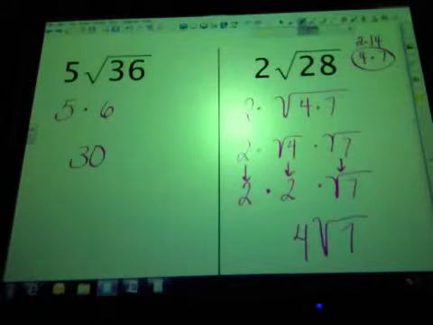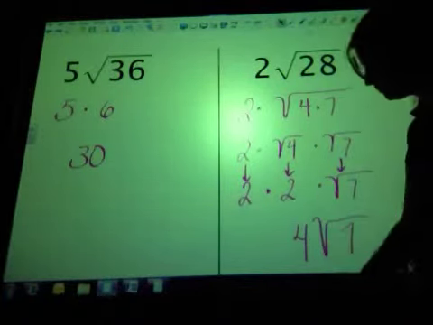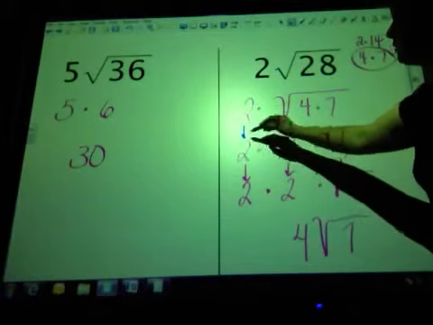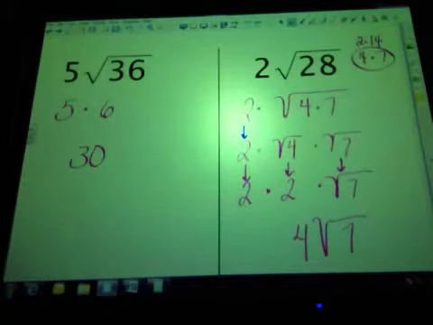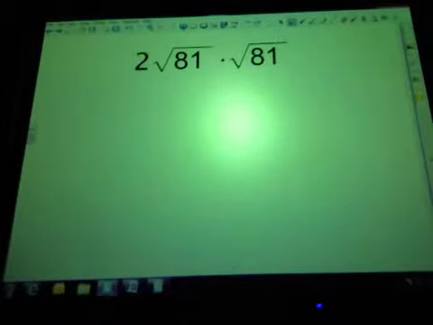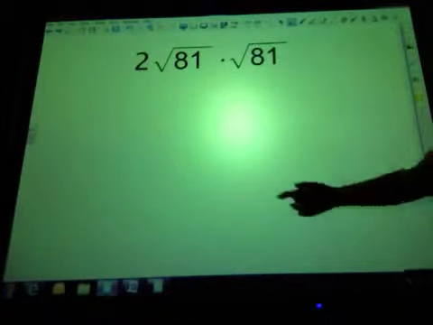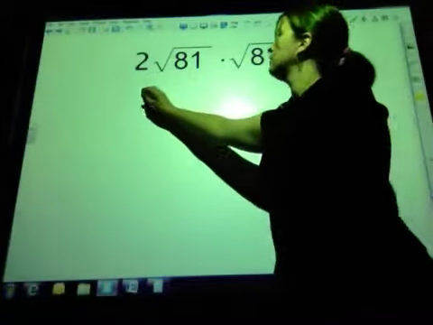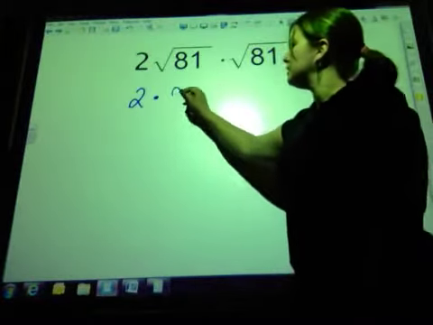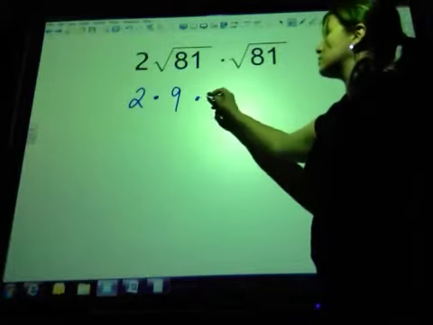So this is a little tricky. You have to make sure that you remember that one that's in the front and always keep bringing it down. On this one, we're going to simplify. First, we've got the square root of 81. So square root of 81 is 9. Square root of this 81 is also 9.